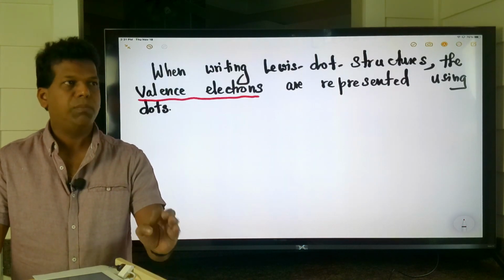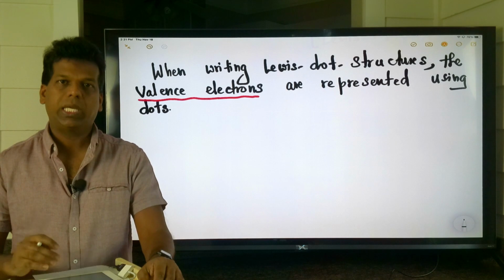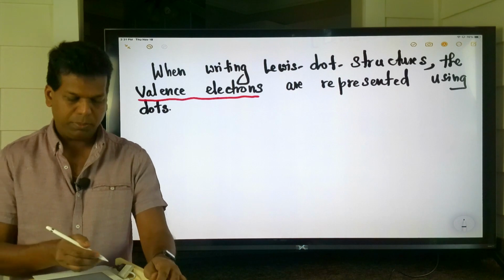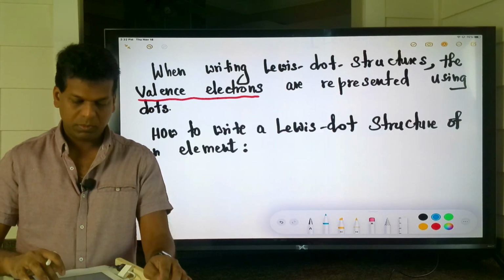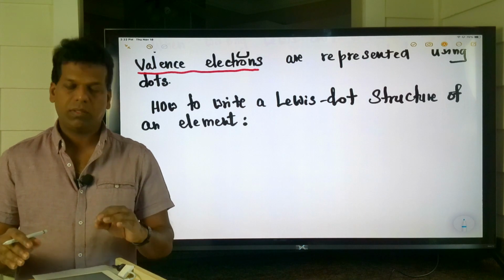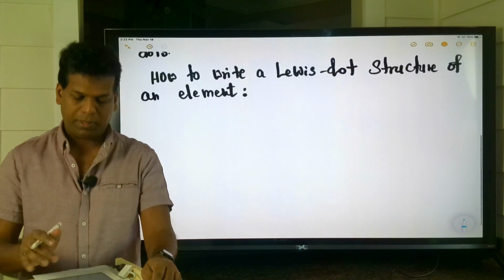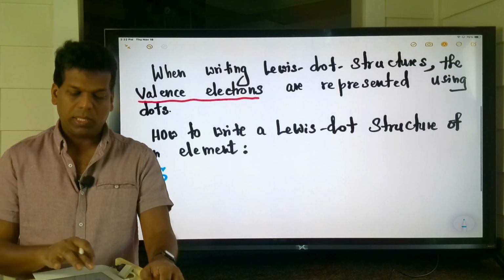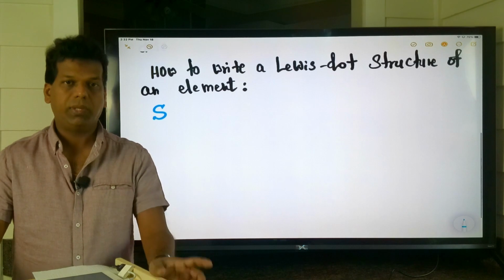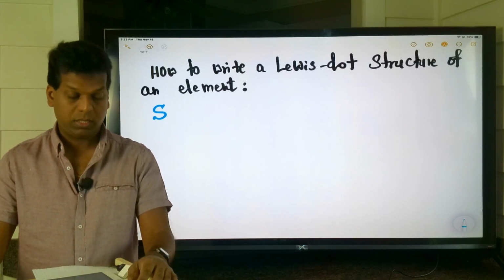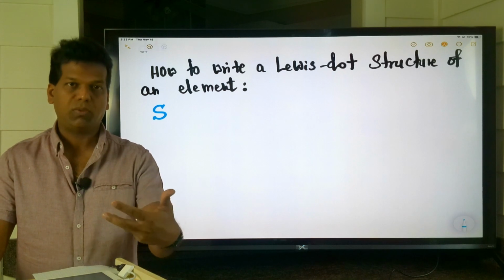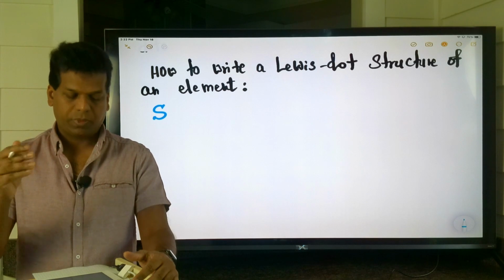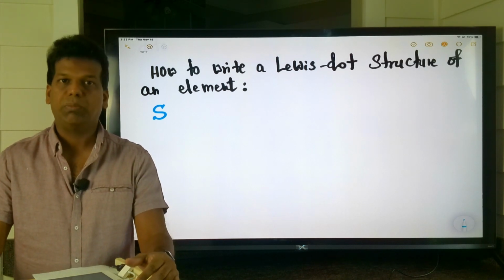So let's start with a simple one. Let's see how we can write a Lewis dot structure for a simple element. If you think about this one, it's really simple. Let's take an example. Let's say we are going to write the Lewis dot structure for sulfur. Since we are only looking at valence electrons, we need to know how many valence electrons sulfur has. It is really easy to find if you have a periodic table with you, or if you know where the elements are located in the periodic table.